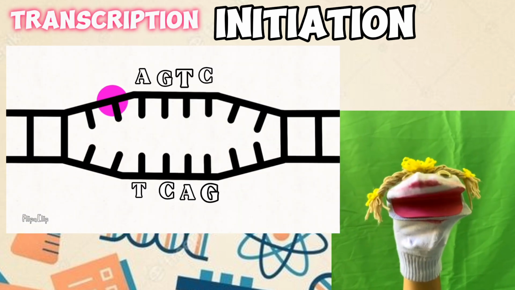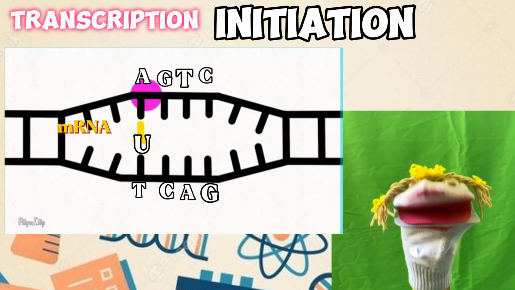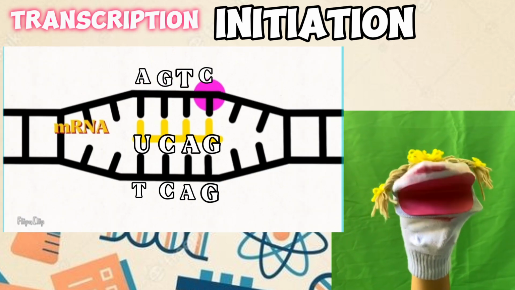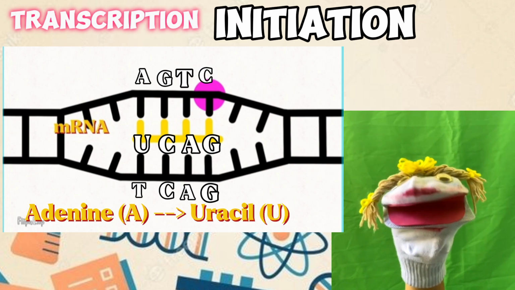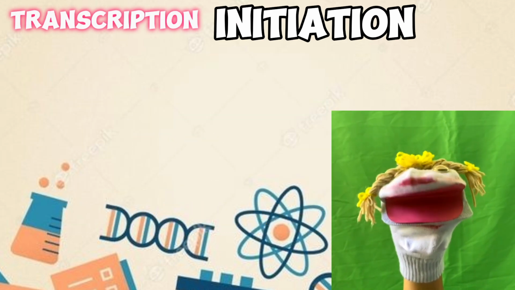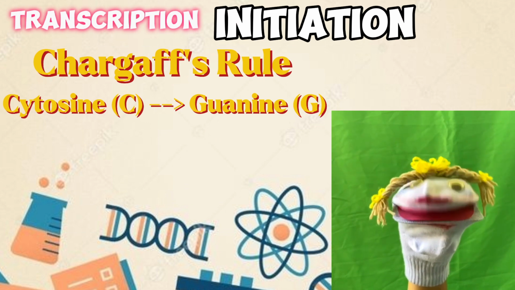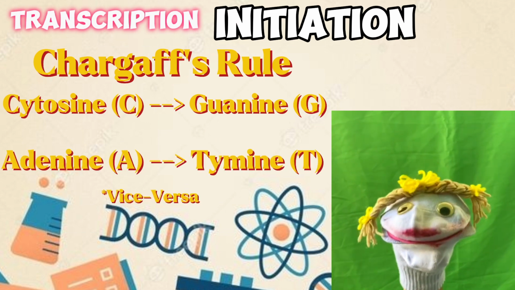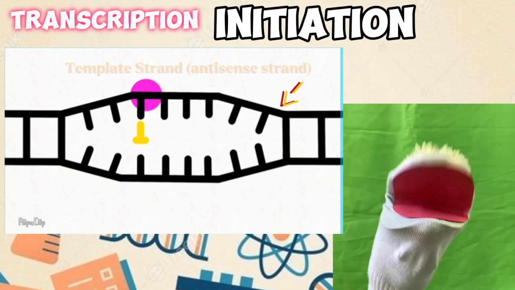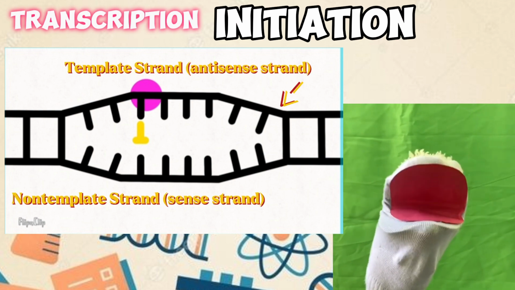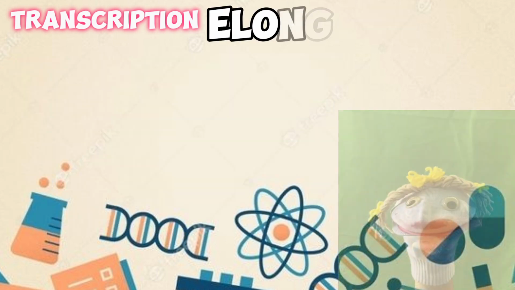As it unzips, mRNA copies the nucleotide sequence of DNA. However, instead of thymine, mRNA uses uracil to pair with adenine. As we remember, cytosine needs to be paired with guanine and adenine needs to be paired with thymine. Note that only one strand of DNA is used by RNA as a template in copying the nucleotides.